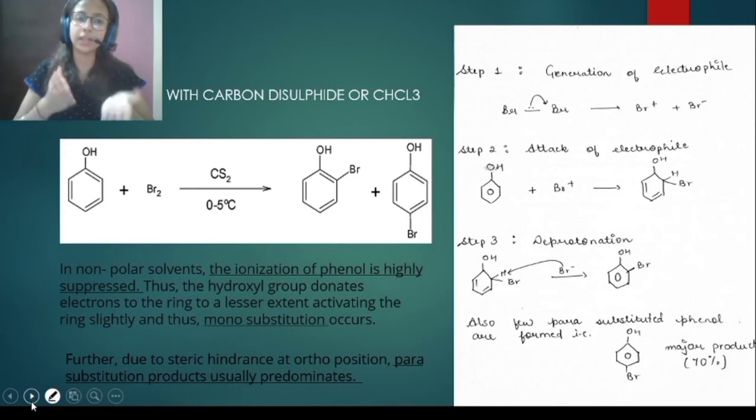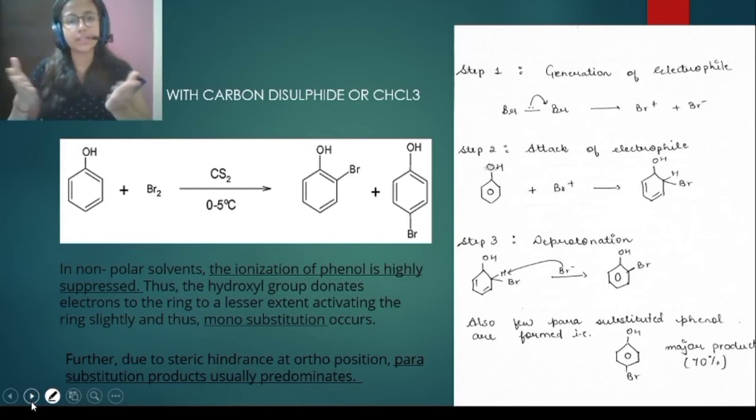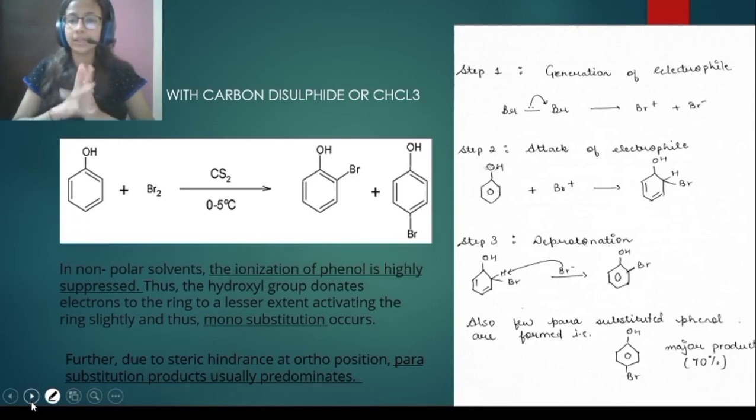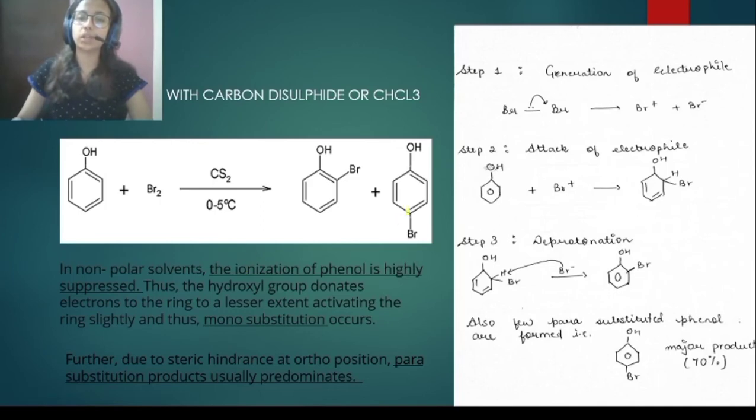Now I'll go to another reaction, that is the reaction with carbon disulfide or CHCl3. Remember, we can carry out this reaction in the presence of a non-polar solvent, that is carbon disulfide, or CHCl3, that is trichloromethane. Now let us first see the mechanism. We have the same mechanism right over here, generation of the electrophile. Cleavage of the Br2 molecule takes place heterolytically and we get these two ions, Br positive and Br negative.